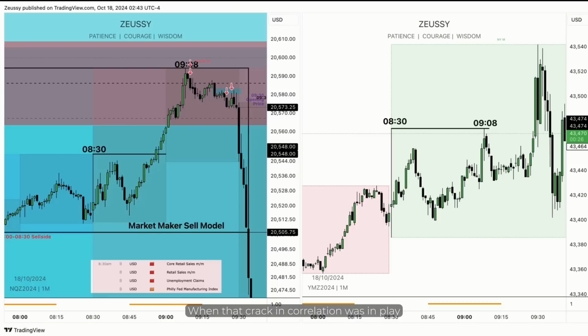When that Kraken correlation was in play, I was anticipating that we were likely going to turn around, and that was one of the confluences used to frame this high formation right here. It wasn't everything that was used, because there's way more detail that can be found inside of this delivery, and that is what I invite you to investigate.